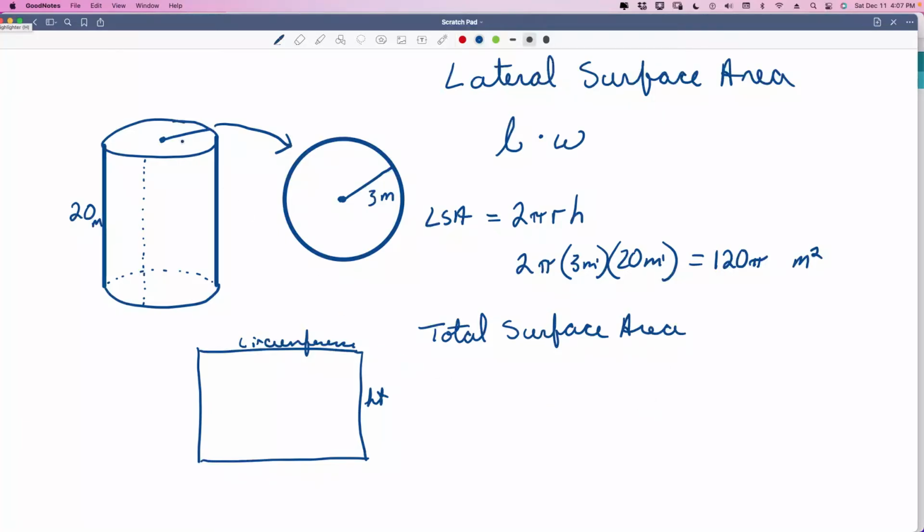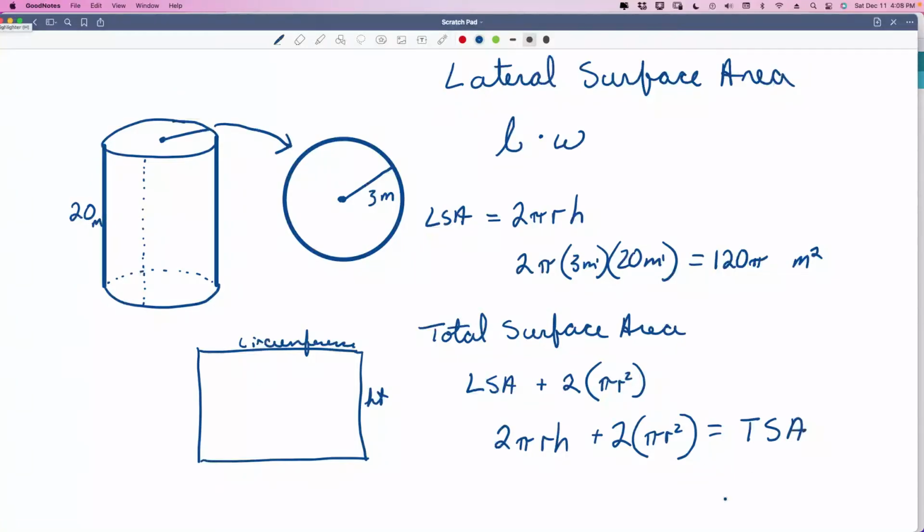you're just going to add in the area of the circle on the top and the area of the circle on the bottom. So you're going to have your LSA, right? Your LSA plus 2 times the area of the circle, which is pi r squared. So your total surface area is going to be 2 pi r h, which is height, plus 2 times pi r squared. And that will equal your total surface area, or your TSA.